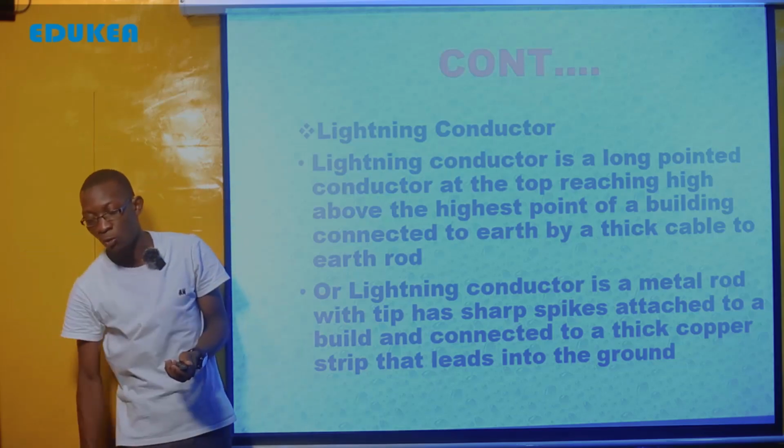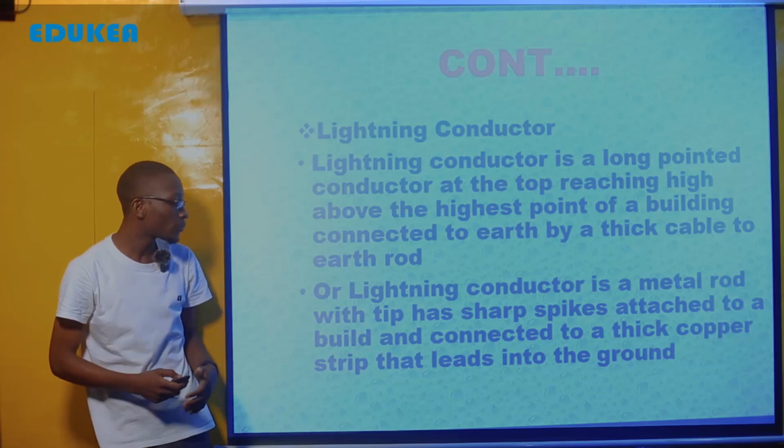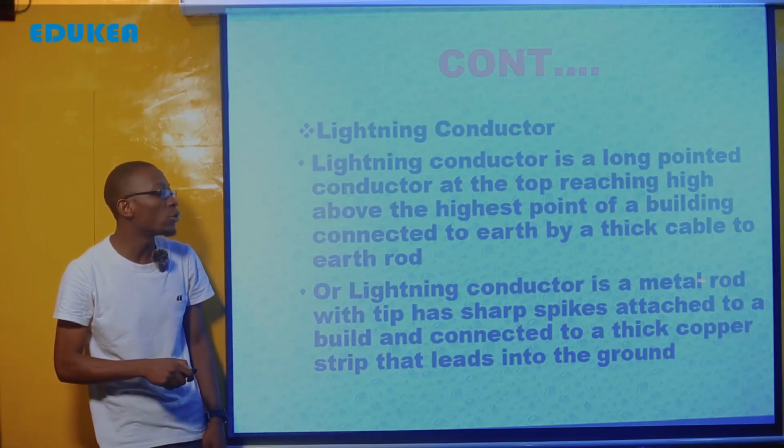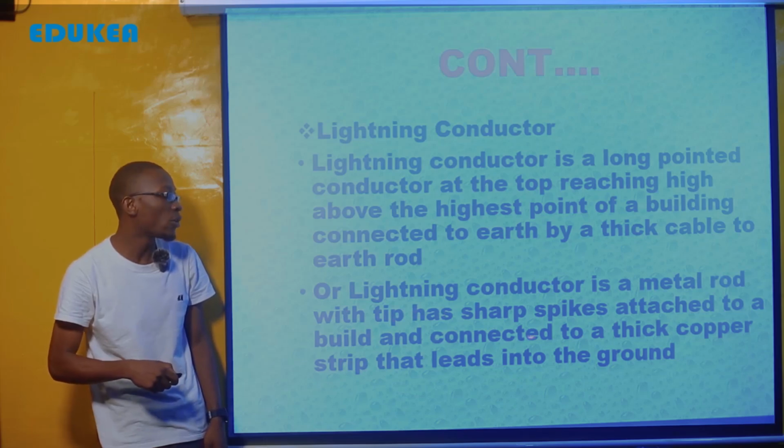Au kwa maneno mengine tunaweza kusema lightning conductor is a metal rod with the tip having a sharp spike, attached to the building and connected to a thick copper strip that leads into the ground. So that's easy.